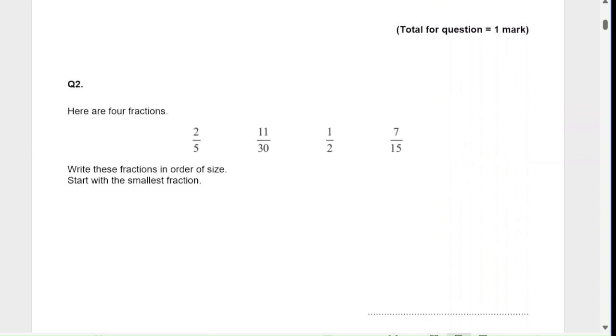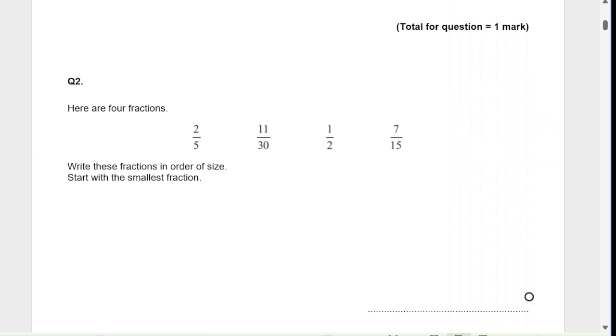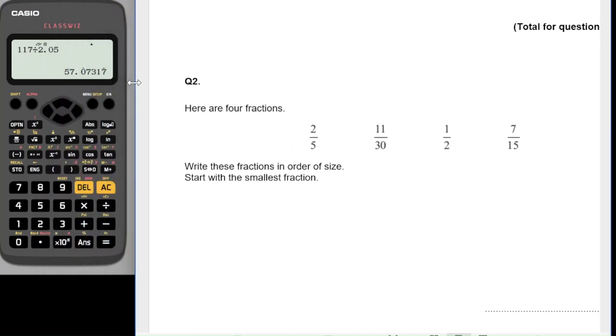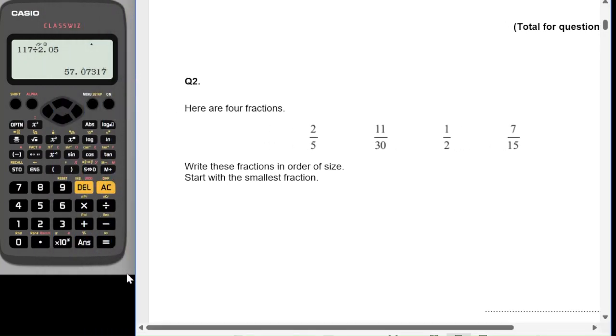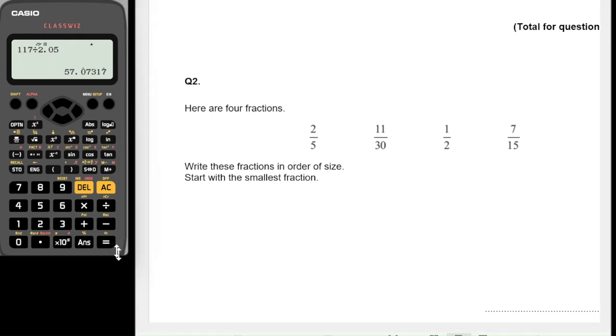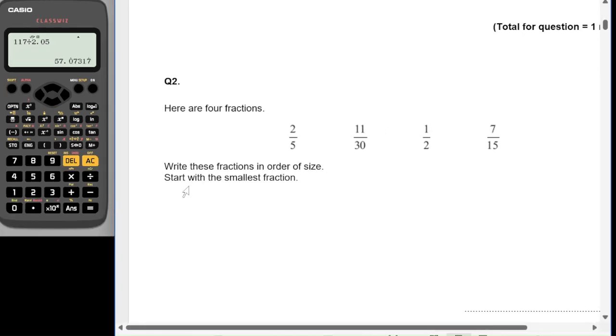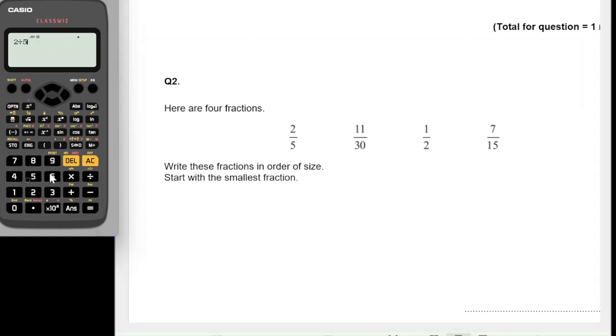Okay, question 2. Here are 4 fractions. Write these fractions in order of size, starting with the smallest. If this were a non-calculator question, I would put them all over the same denominator. This is a calculator paper though, so I would take the shortcut of just doing them as divisions on my calculator. I got my calculator bigger than I wanted to, let me just sort that out. Okay, so you can do them as just divisions. For example, 2 divided by 5 is going to give us 0.4.